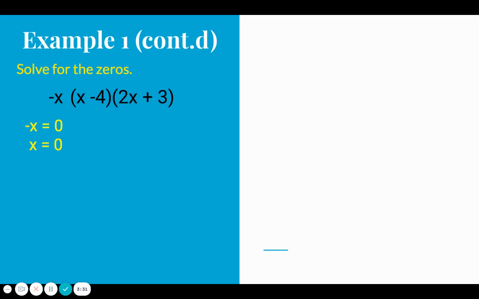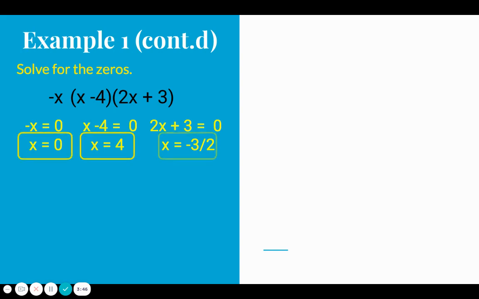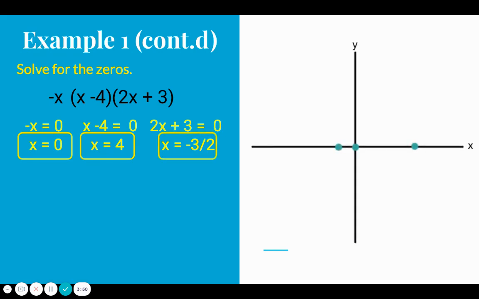So negative x equaling 0 means x equals 0. If x minus 4 equals 0, it means x is equal to 4. 2x plus 3 equals 0 means x is equal to negative 3 halves. So we have 1, 2, 3 zeros. Next, we'll put all of them on a graph.